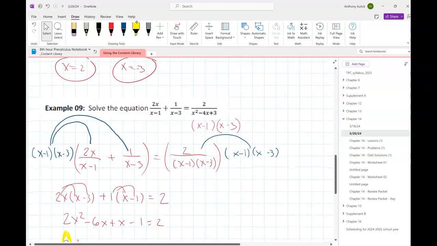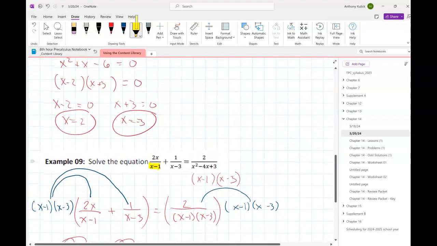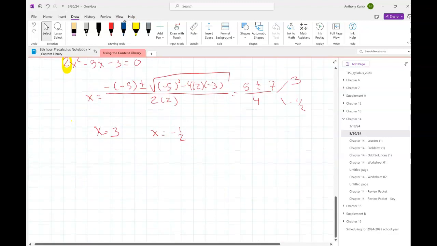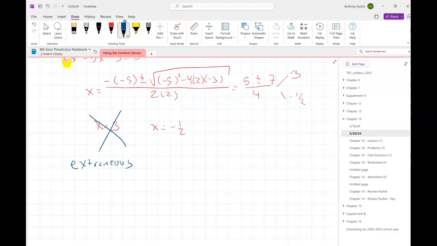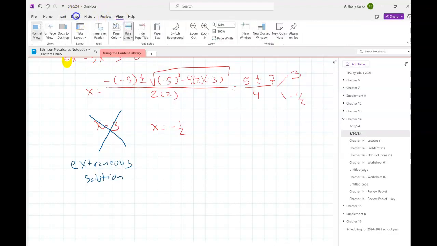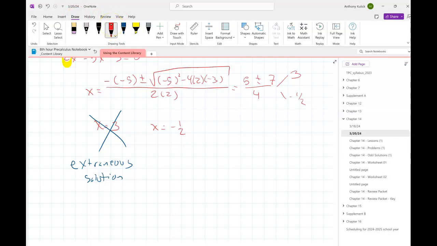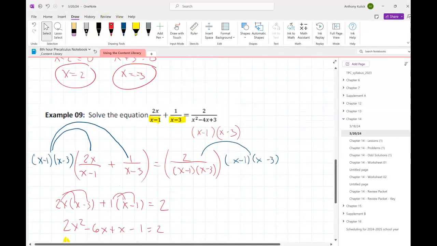No! We still got to check. So we got to go all the way back to the beginning. If I plug 3 into x minus 1, do I get 0? No. If I plug it into x minus 3, do I get 0? Yes. I stop. It doesn't matter if it happens once, twice, 5 times. As soon as it happens once, I'm going to cross that answer out. That is what we call an extraneous solution. Not important that you recognize that, but it probably is in the directions to check for extraneous solutions. This is what we're doing right now. If I plug negative 1/2 in, not 0, not 0, not 0, that one works.